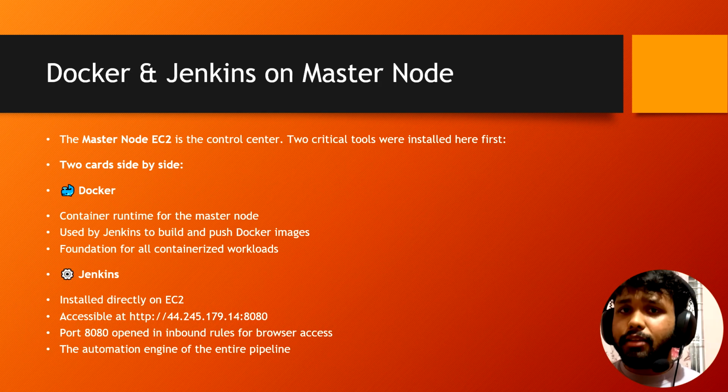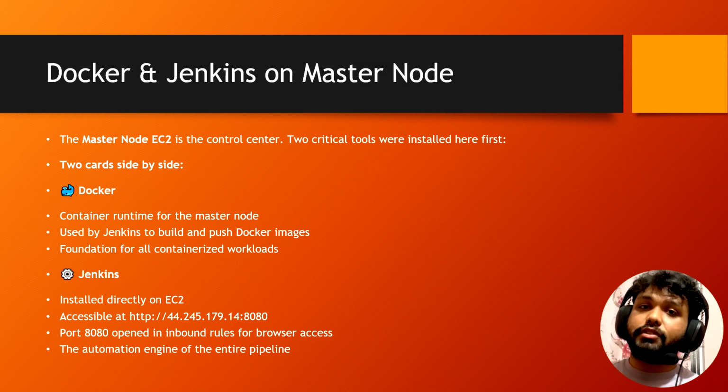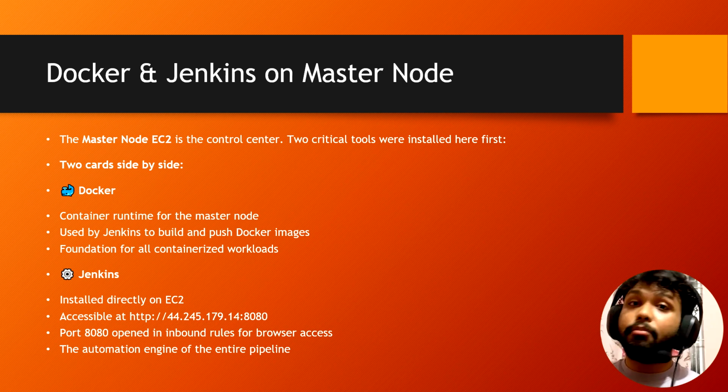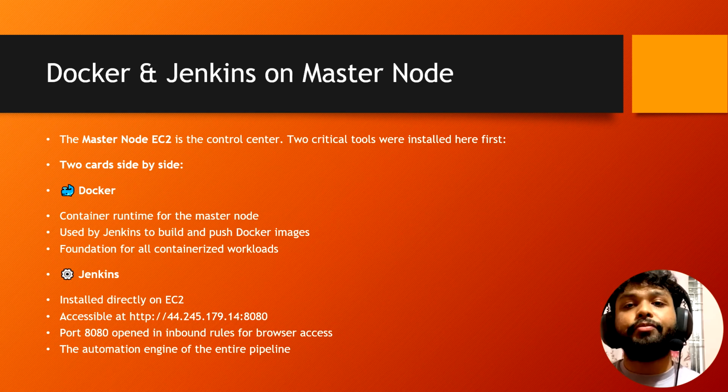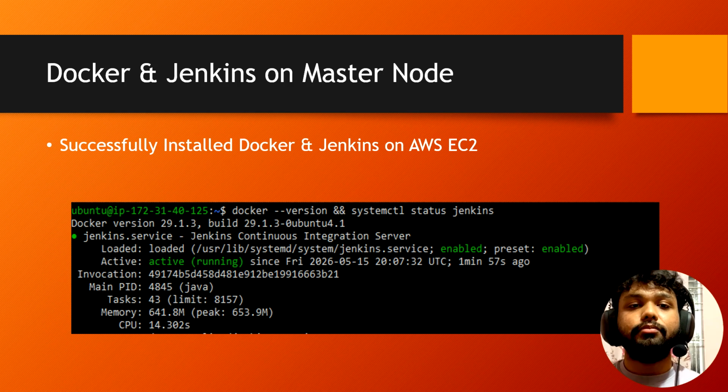Now inside the master node, we first have to install Docker, enable Docker and start Docker. Then we have to install Jenkins for the CI/CD pipelines, and we can access it using the IP and the respective port number. Now after successfully installing Docker and Jenkins, as you can see, both Docker and Jenkins are running on my master node.